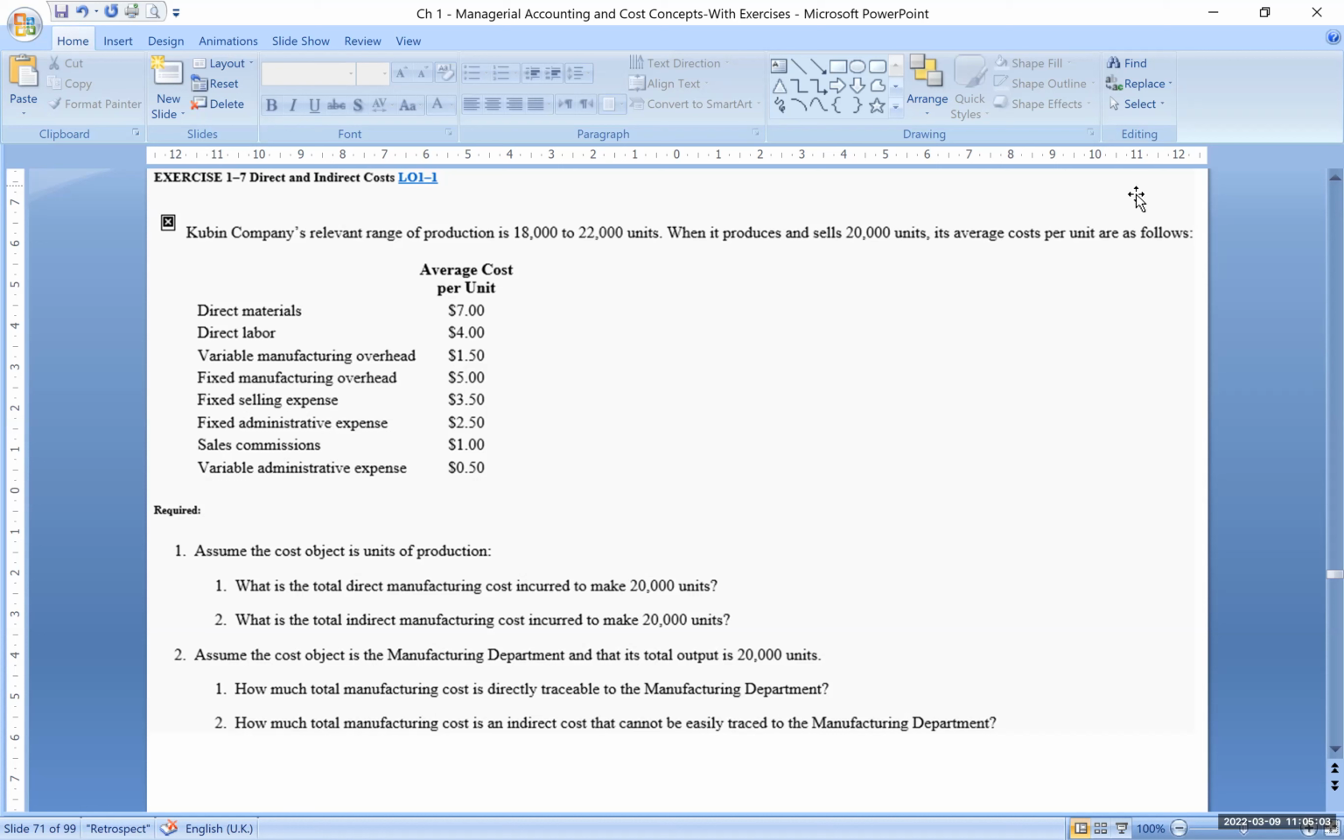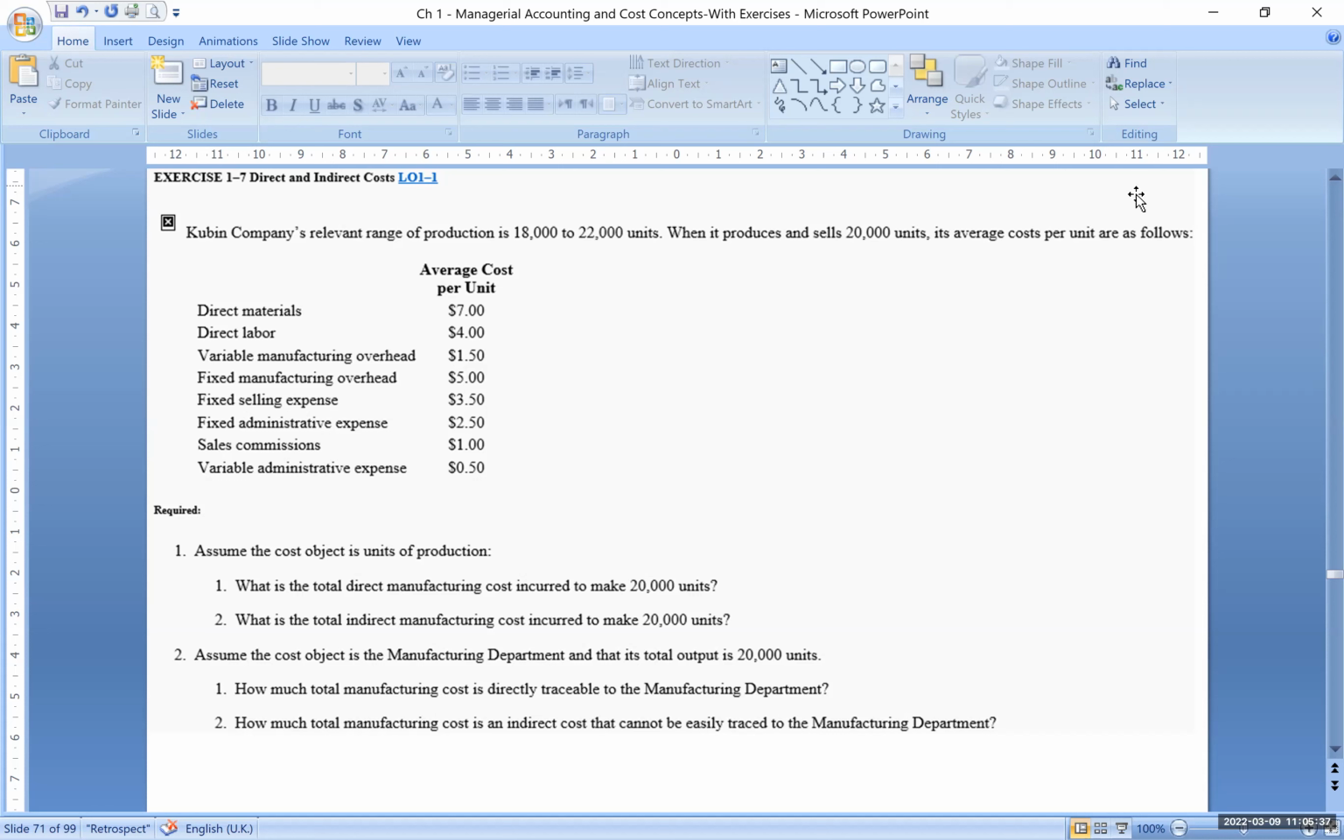We discussed this word before. The cost object means the thing that I have to allocate or assign the costs for. So the object can be a product or unit of product. It can be a machine hour, a labor hour, a kilometer for a car or a mile for an automobile. So the cost object in our question will be the units of production.